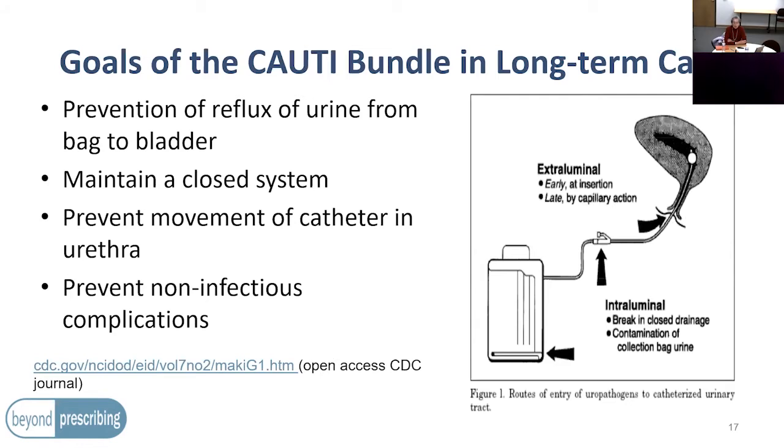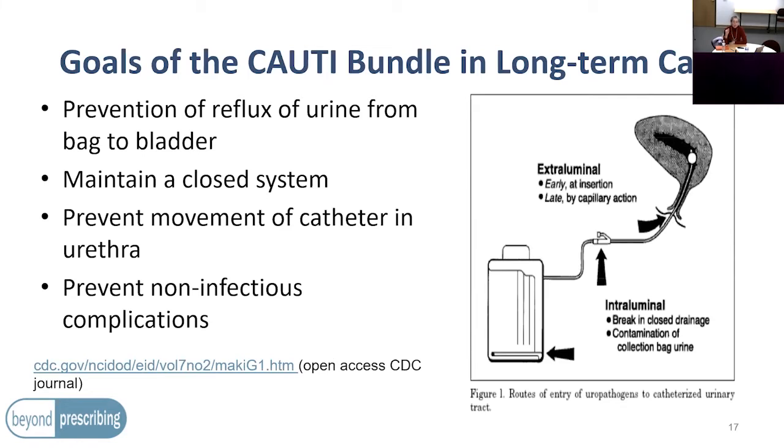Mackey back, I think, in the early 2000s. It's an open access CDC article, but I've always liked this image because it breaks down the genesis of the CAUTI into extraluminal, which means the bacteria are creeping up the outside of the catheter, which could occur early because it's not inserted under optimal conditions, or late by capillary action, which can happen if the catheter is not secured and we get the catheter kind of massaging the bacteria up the urethra into the bladder.